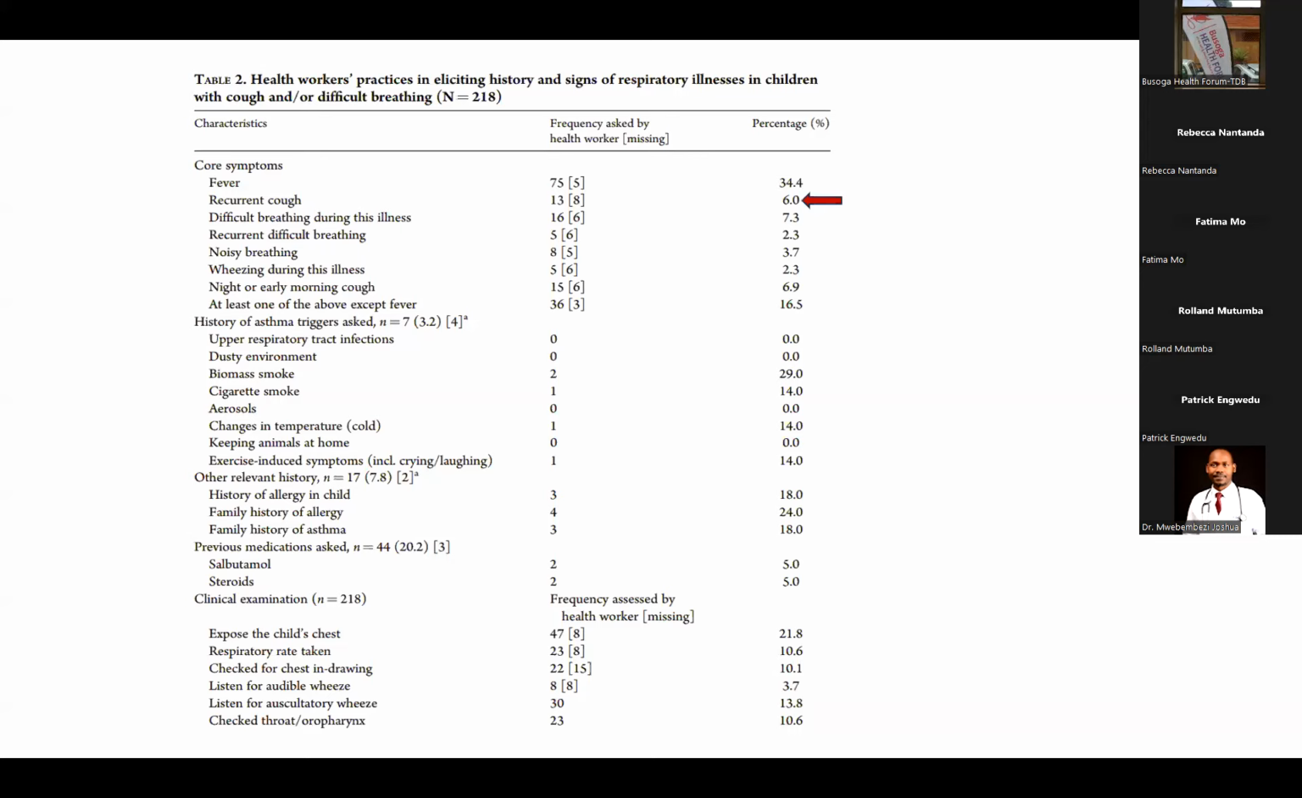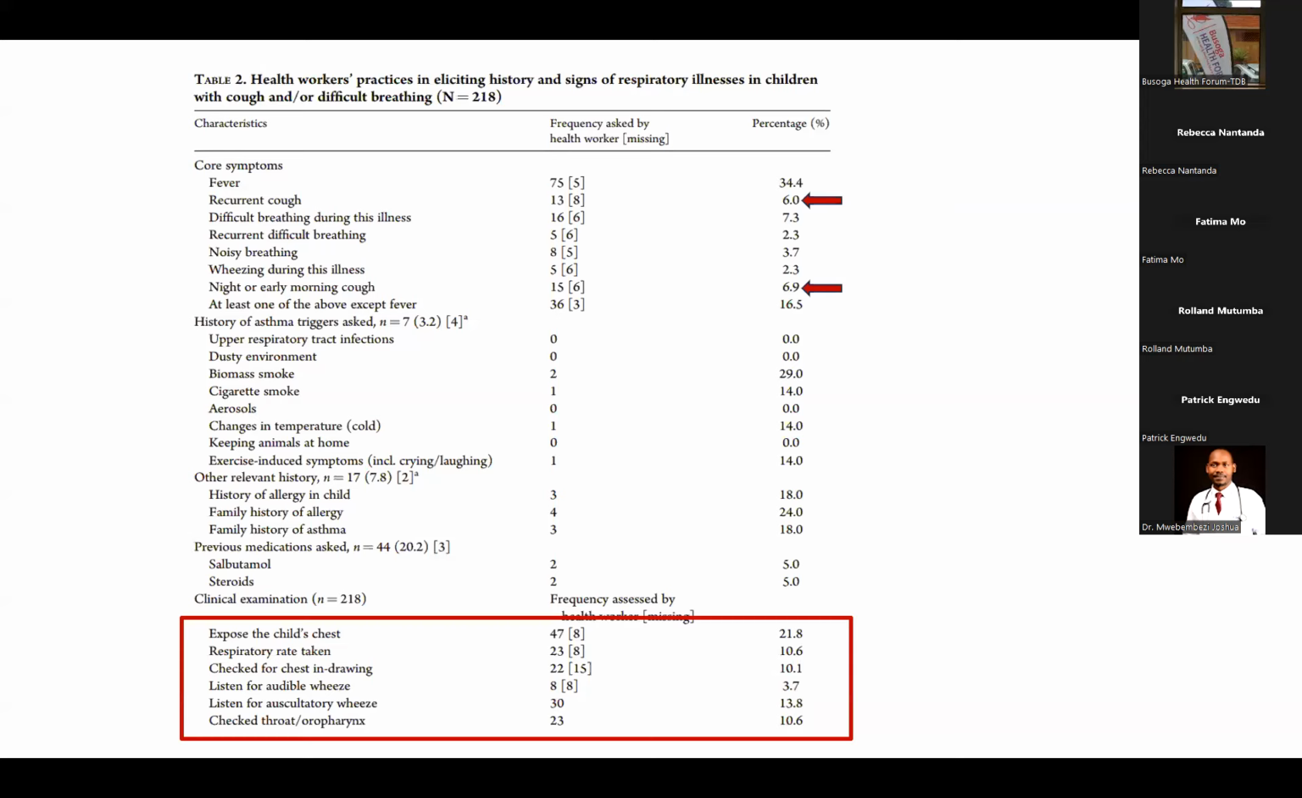But I want to look at the percentage of health workers that were able to just ask about the recurrence of the cough, only 6%. So it seems like when we are looking at cough in children, we are not yet at the level where we are able to really tease out whether it's recurrent, whether it is chronic, and whether it's acute or subacute. And yet these are very important parameters when we are assessing cough. The other key finding was that sometimes there are certain coughs which are present throughout the day, but there are some typical coughs that occur either in the night or early morning. In this particular case, only about 6 or 7% of the healthcare workers were able to assess for that symptom.